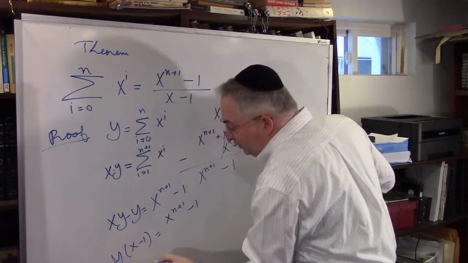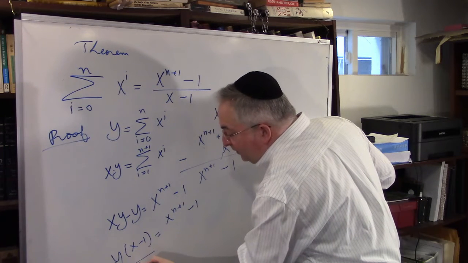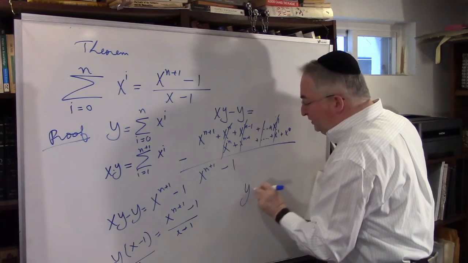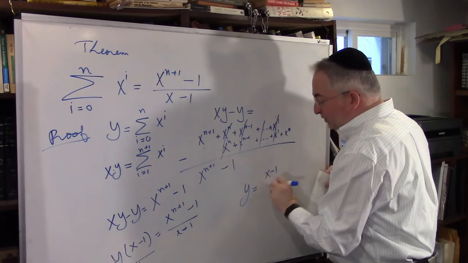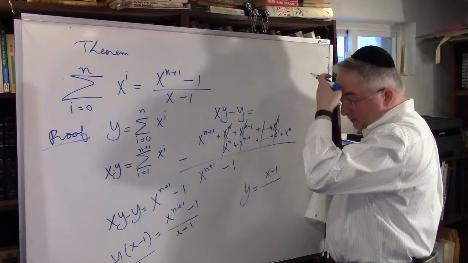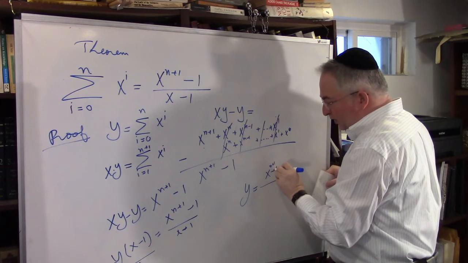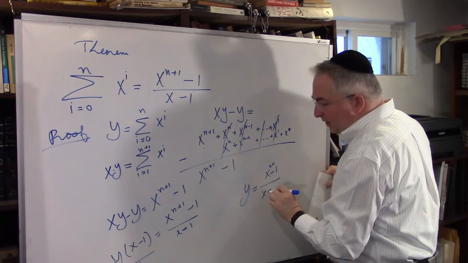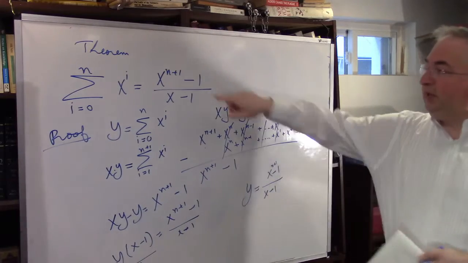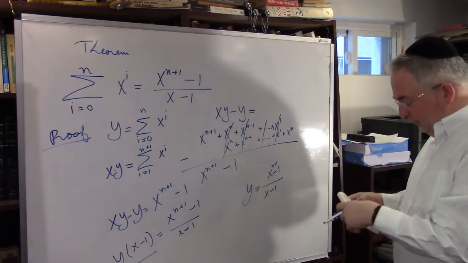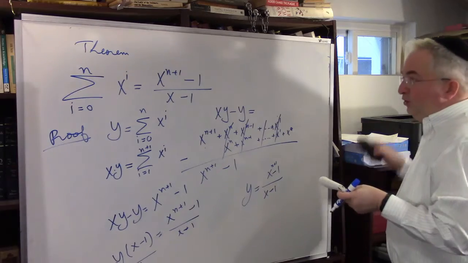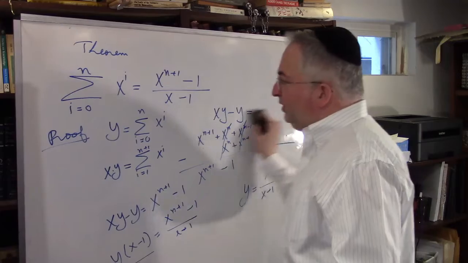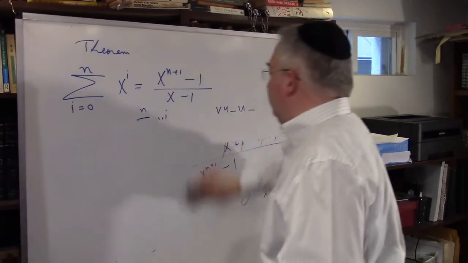Now, my goal in life is to solve for y. I don't know what y is equal to. So I divide this by x minus 1, and I divide this by x minus 1, and I get y is equal to x to the n plus 1 minus 1 divided by x minus 1, which is exactly what we have. Great. So this is a theorem. That's a nice proof. You can pause and write it up. It's an important proof.